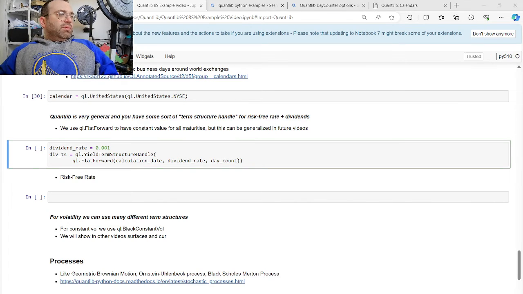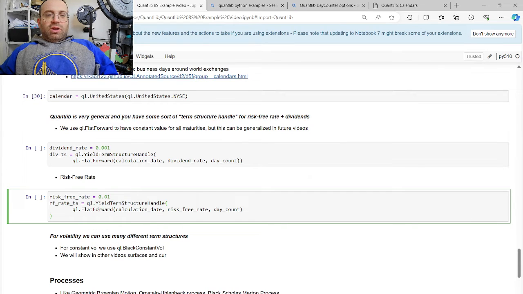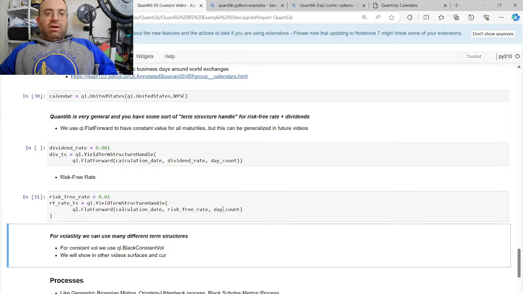Very similar for the risk-free rate. You're going to have the term structure, and if you just want the constant one, you'll do the flat forward, calculation date, risk-free rate, day count. Very similar. It's funny how much work we're doing for very simple things, but in the future when we want to be super general, this will really help us.